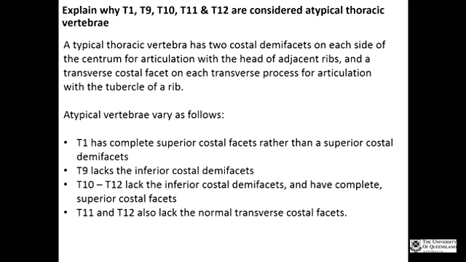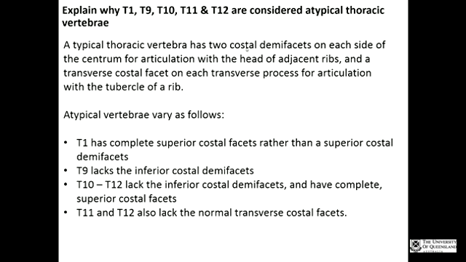This one's a bit more tricky because you obviously have to know a fair bit more of the detail in terms of which ones are normal and which ones are abnormal and what the normal ones comprise. So maybe a way of answering this would be to define what a typical thoracic vertebra comprises.